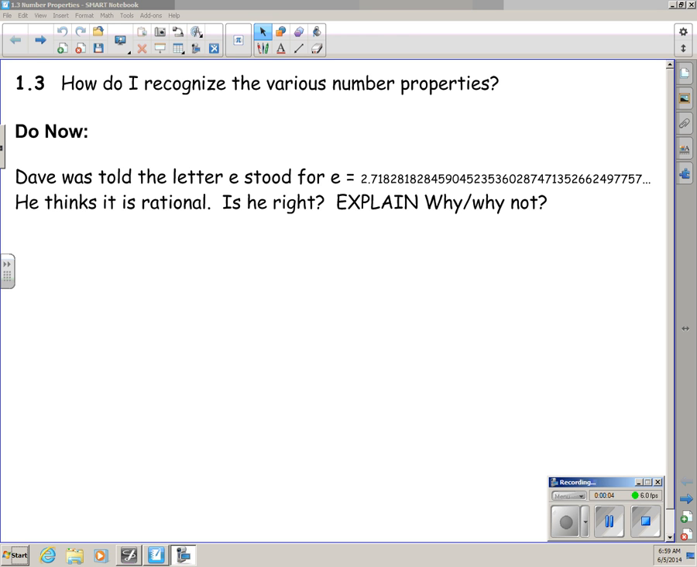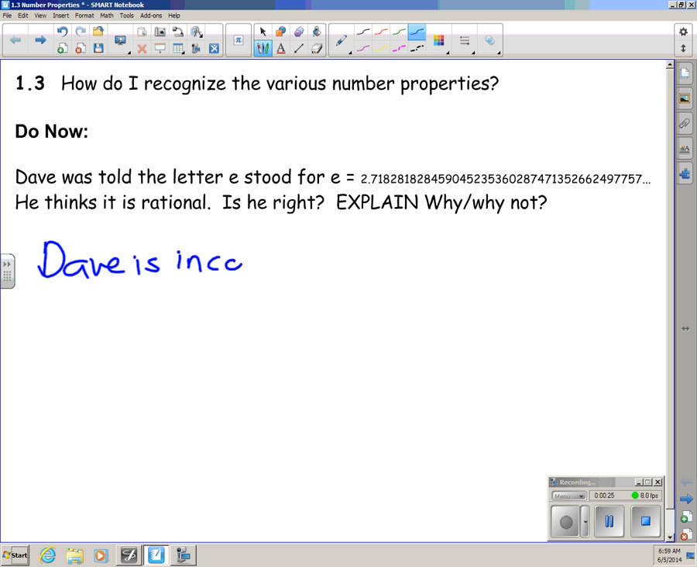1.3, how do I recognize the various number properties? So the do now: Dave was told the letter E stood for E equals 2.71828, etc. He thinks it is rational. Is he right? Explain why or why not. Okay, so Dave is incorrect.